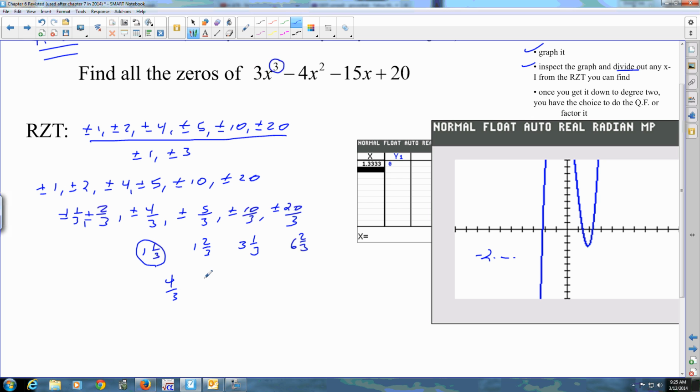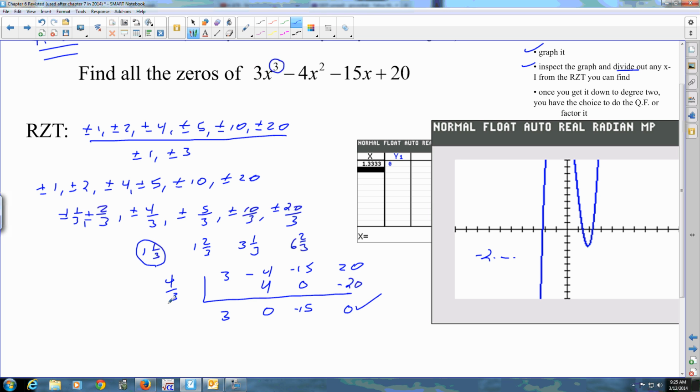I have to divide out 4/3 from 3, minus 4, minus 15, 20. Drop the 3. That'll give me 4, which gives me 0. 4/3 times 0 is 0. Minus 15. 4/3 times minus 15 is minus 20. And 0, which is the remainder of 0.